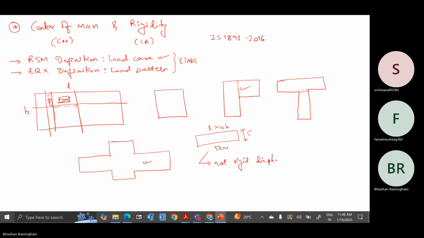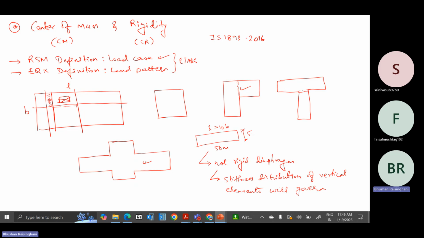So what will happen if it is not a rigid diaphragm? The stiffness distribution of vertical elements will govern. So each column has a different stiffness. Each shear wall has a different stiffness. Core wall has a different stiffness. So force flow will not happen at the CM and CR values at the CM position.